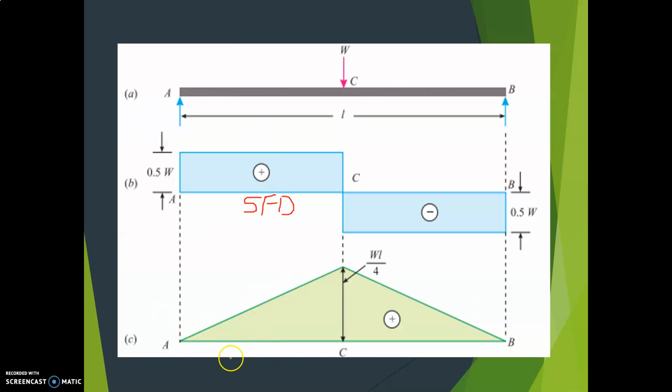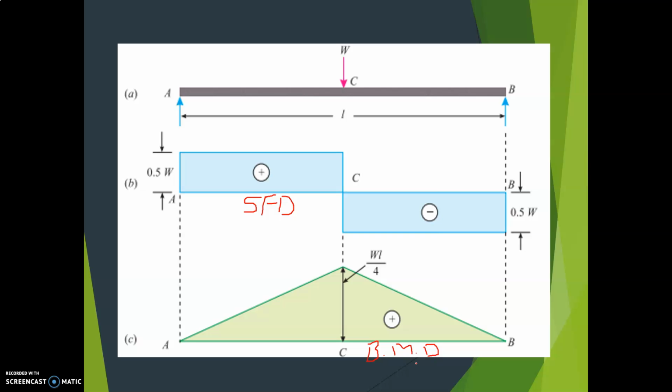Now draw the diagram. What is that? At A it is 0, at C it is WL divided by 4, at B again 0. So join these lines, you get this shape. Okay, triangle shape line. This is not a curve, it is a straight line. Okay, this is the bending moment diagram for a simply supported beam when the load is acting at the center.